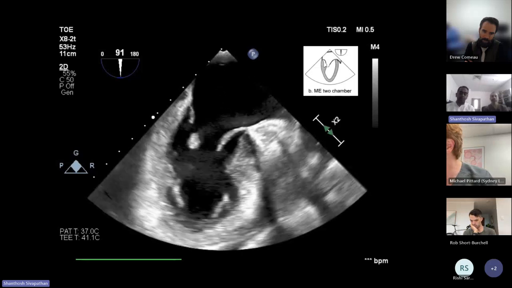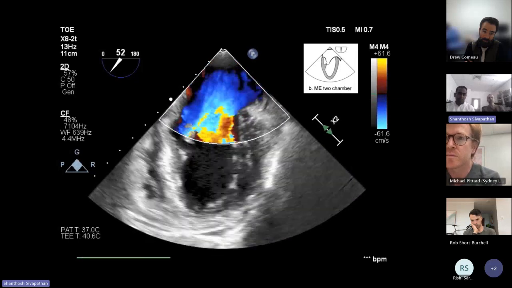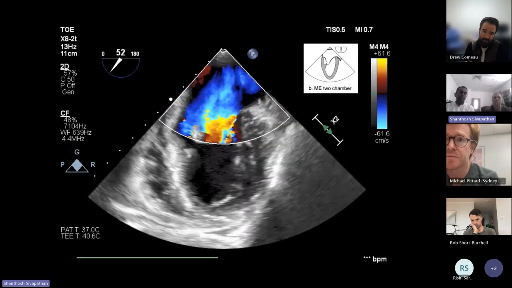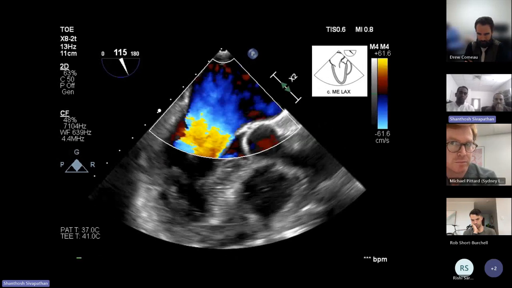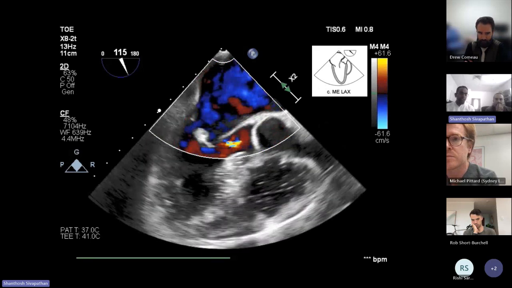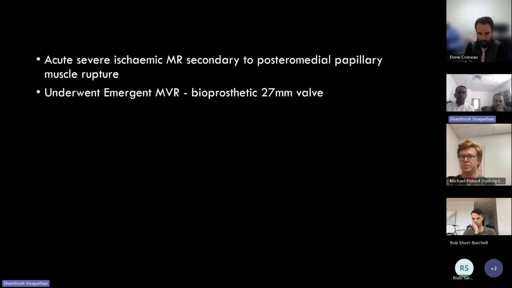is flailing backwards and forwards. With a bit of color across, you can see that it's quite severe, free flowing MR. So this patient is going to be quite hemodynamically unstable in your unit. Does that make sense so far, guys? If I've gone too fast or if it doesn't make sense, please stop me. And this is just the Doppler going across the mitral valve, and you can see the severity of it with the high gradients or high velocities. So essentially, this patient had acute severe ischemic MR secondary to posteromedial papillary muscle rupture.